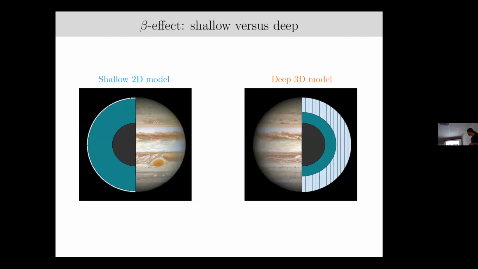This is mostly the point of view of people working in atmospheric science, where they consider the atmosphere to be very shallow, which is the case on Earth, for example. The Earth's atmosphere is extremely shallow. So you start with this hypothesis where your small parameter will be the thickness of your atmosphere, which is very small compared to the radius of the planet. That will be your small parameter to do your asymptotic analysis.